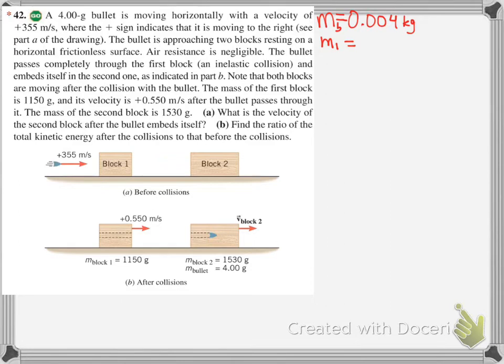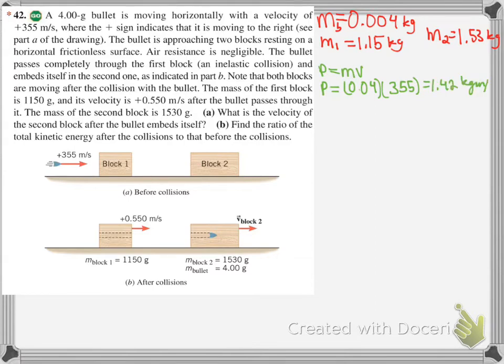And then we're going to have to find the ratio of total kinetic energy after the collision to that before the collision, okay? So they give us all the masses of the bullet and block 1 and block 2. So I'm just going to find here the momentum of the bullet, 0.04 times 355. That's going to give us a momentum of 1.42 kilogram meters per second. Okay.